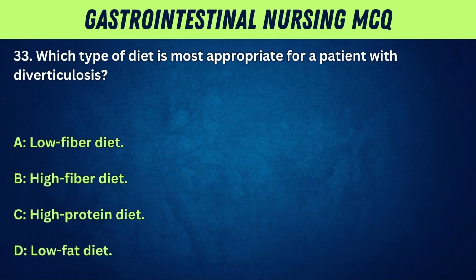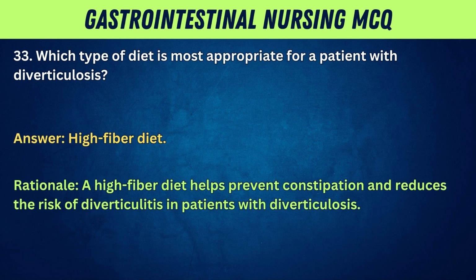33. Which type of diet is most appropriate for a patient with diverticulosis? A. Low-fiber diet. B. High-fiber diet. C. High-protein diet. D. Low-fat diet. Answer: high-fiber diet. Rationale: a high-fiber diet helps prevent constipation and reduces the risk of diverticulitis in patients with diverticulosis.